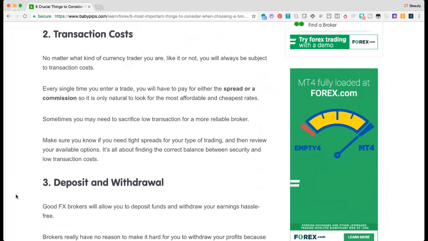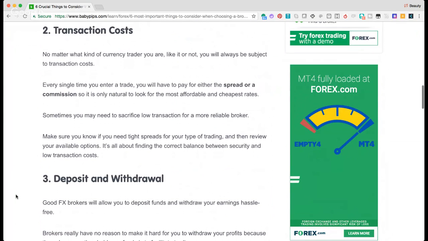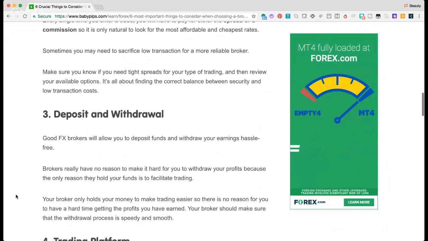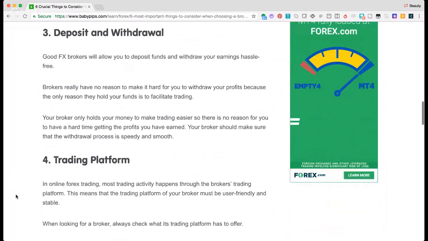Make sure you know if you need tight spreads for your type of trading, and then review your available options. It's all about finding the correct balance between security and low transaction costs. That's about transaction costs.